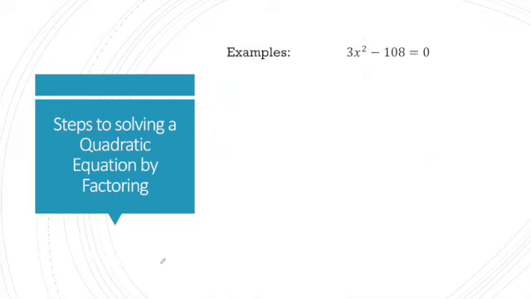Next, I have 3x squared minus 108. Okay, so the first thing I need to do is factor out the greatest common factor, which is a 3.